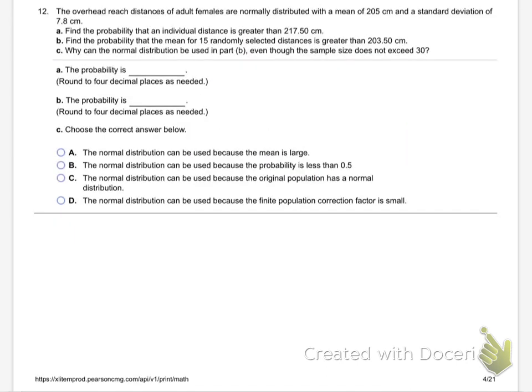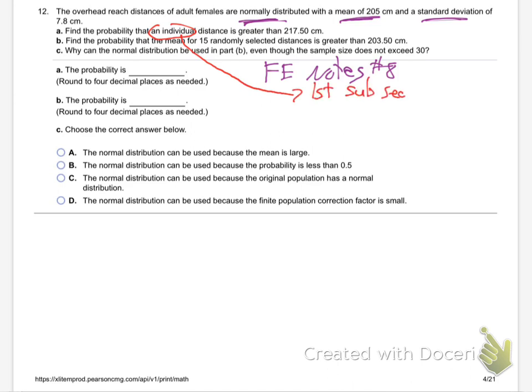Number 12, overhead reach distances, and so on. So mean, standard deviation, normally distributed, same kind of thing. We're still talking about final exam, notes number 8. But which subsection is this one? Well, this question, part A says an individual. So that's going to be first subsection.